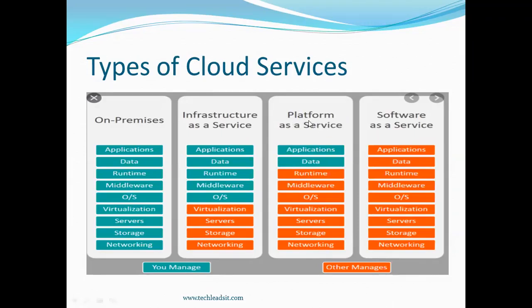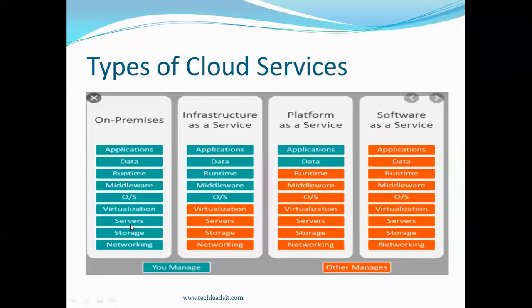Next is platform as a service, which is a PaaS subscription. Here, applications and data, both layers, are managed by the organization itself, and the rest of the layers are managed by Oracle. We have one more model, infrastructure as a service, which is IaaS. Here applications, data, runtime, middleware, and operating system are owned by the organization, and the rest is maintained by Oracle. And for on-premise applications, everything is owned by the organization itself.